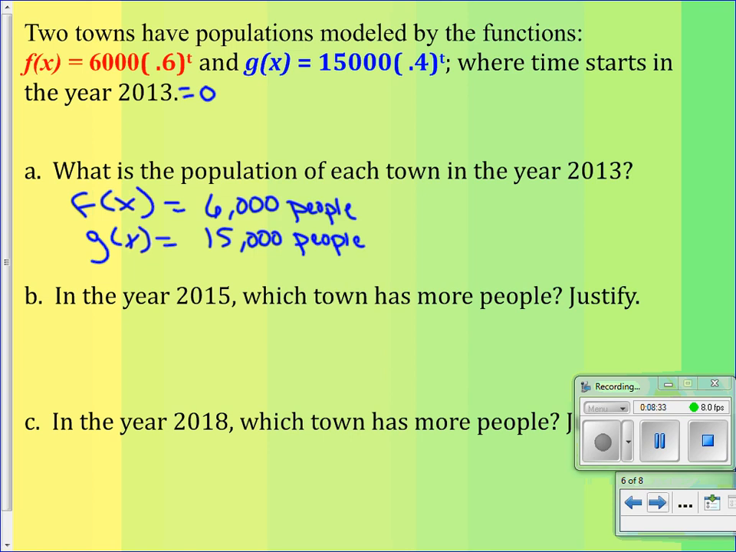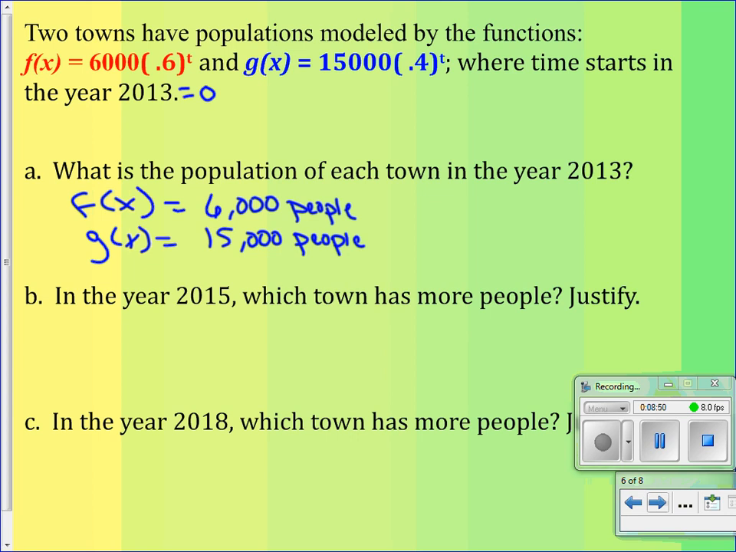The other way you could check would be to plug in 0 for t, and anything to the 0 power is 1, so 0.6 to the 0 would be 1, leaving us 6,000 people. 0.4 to the 0 is 1, leaving us 15,000 people.